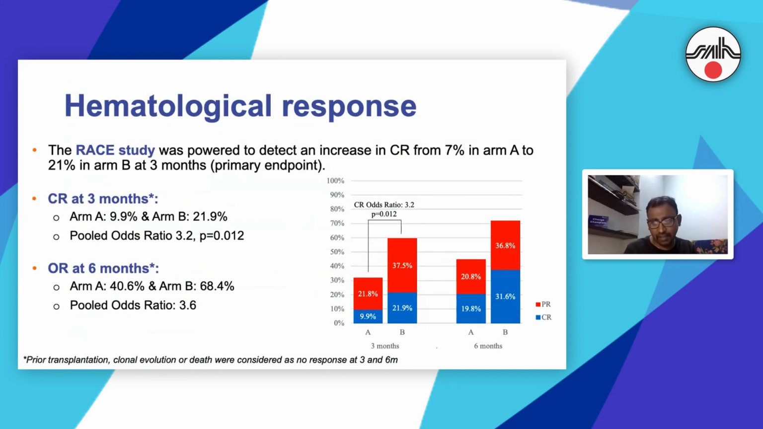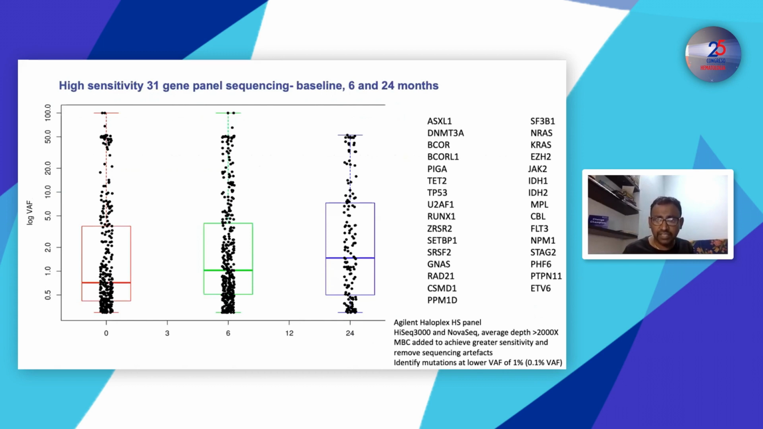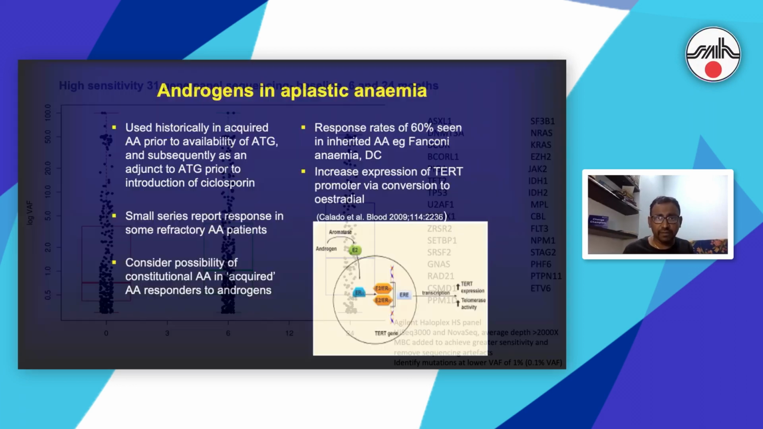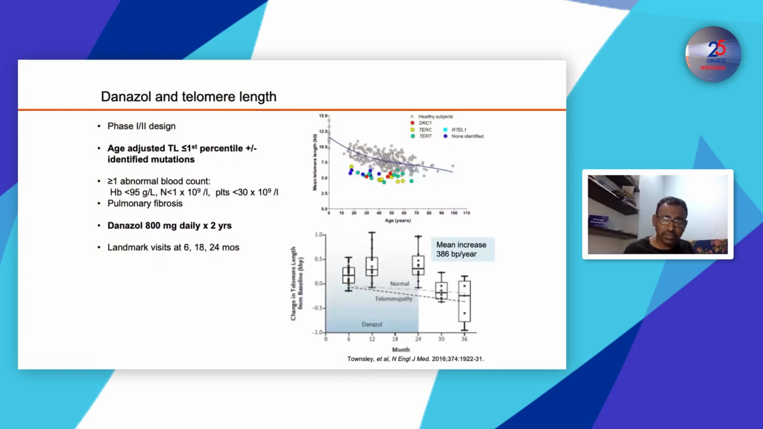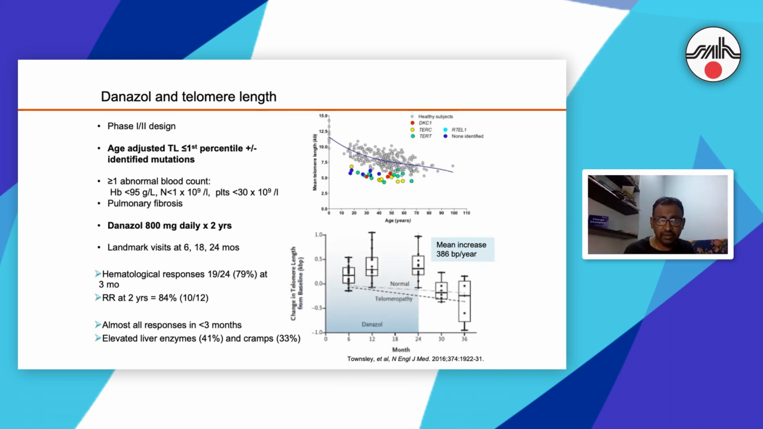And this is the primary endpoint, which was presented at EBMT last year, with a better CR and overall response rate at 3 and 6 months for the triple drug combination, with a number of these patients having genomic abnormalities, even in the setting of aplastic anemia. We all know that androgens are used in aplastic anemia, not only in inherited bone marrow failure, as the next data shows, but also in acquired aplastic anemia, with a number of different responses, but around a 20 to 30% response rate seen for danazol or other anabolic steroids in this setting.